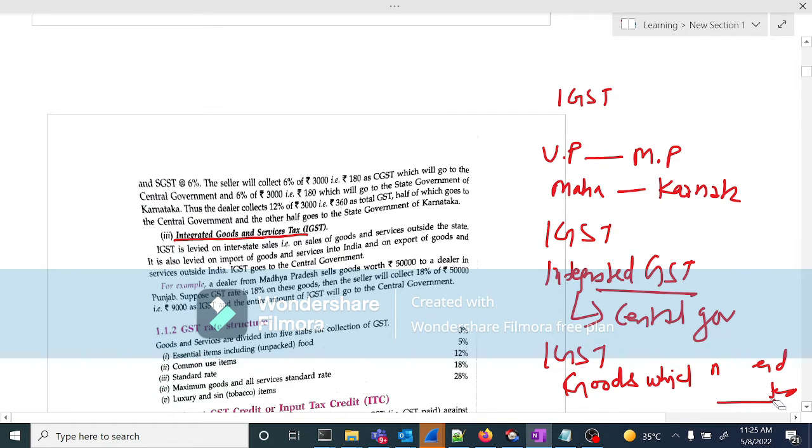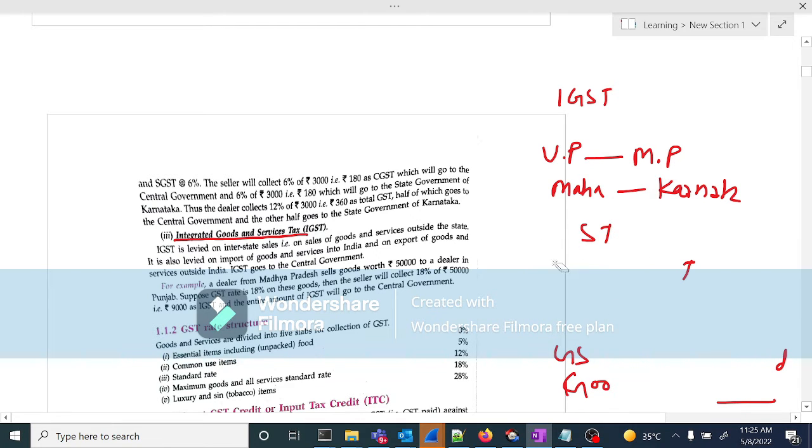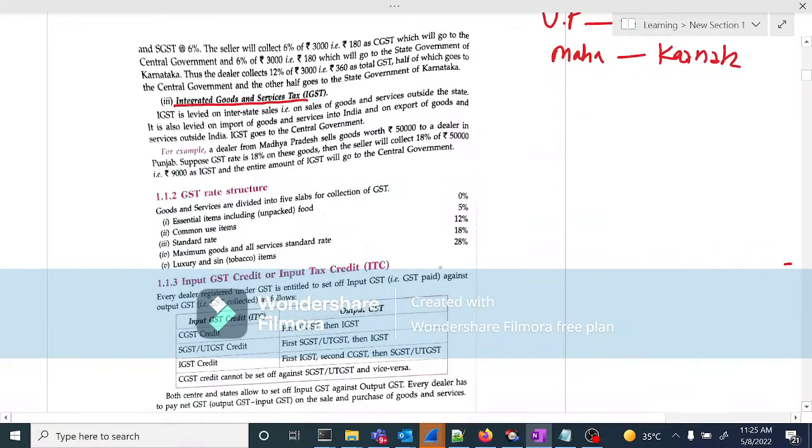So just rub this off so that we can go ahead and take the next example. Okay, so there are different GST rates which have been decided. Unpacked food has 0% GST, common goods have 5%, the standard rate is 12%, where maximum goods fall in this bracket. Then luxury items have 28%. So there are different slabs of GST for different items, right?